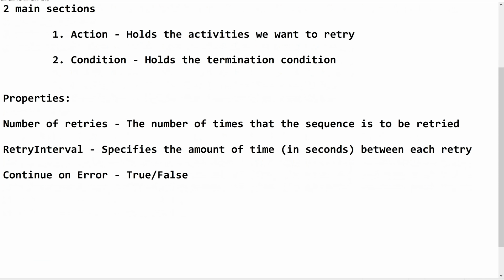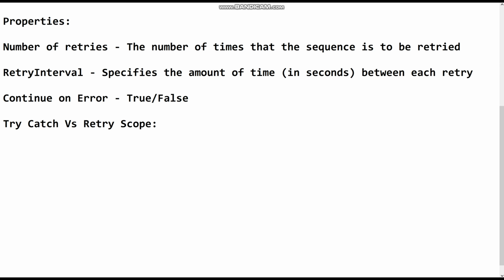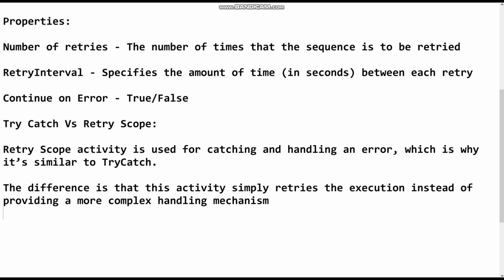Now I got one more question: try-catch versus retry scope. Both try-catch and retry scope serve the same cause, right? Both will catch and handle the exceptions, right? What is the difference between try-catch and retry scope in that sense? To answer this, I'll give you clear information. There's actually only one difference.